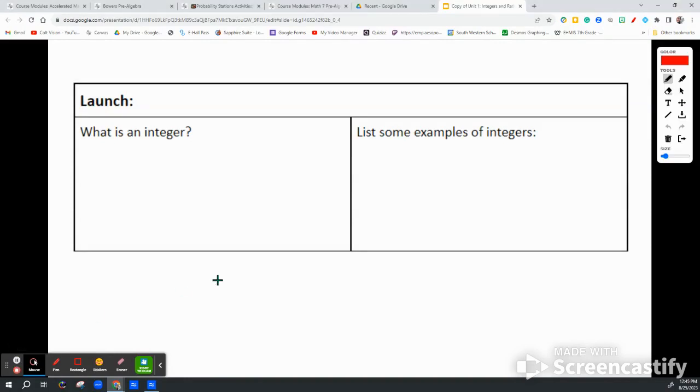We're going to talk about integers and opposites and absolute value. So let's get started. First, we're going to have a definition of the word integer. So integer means whole. An integer is a number that is part of the set of whole numbers and their opposites.